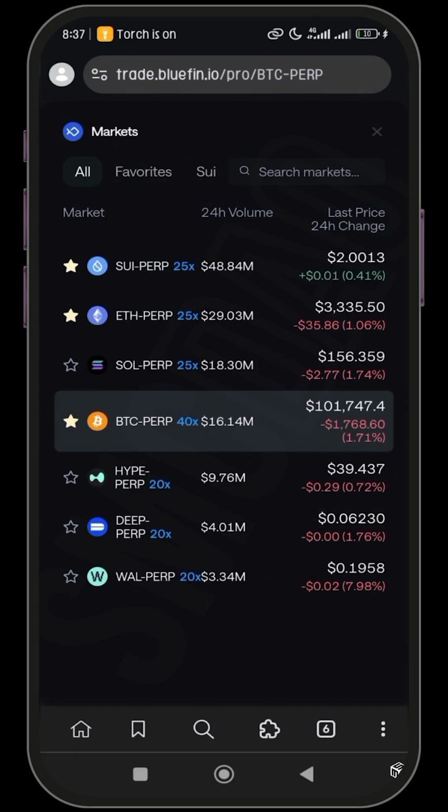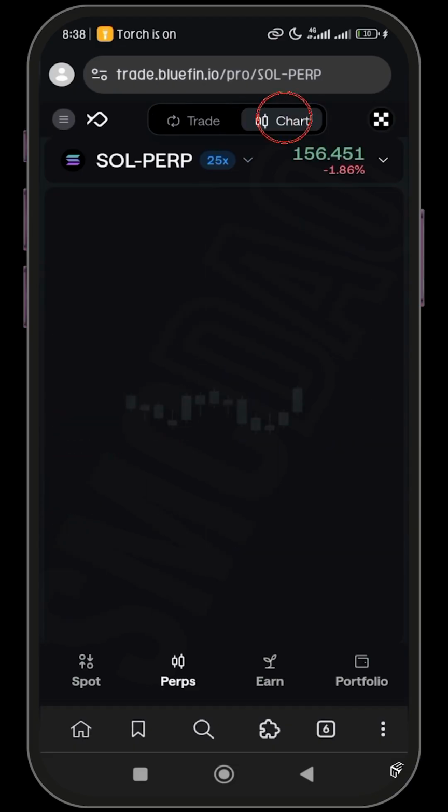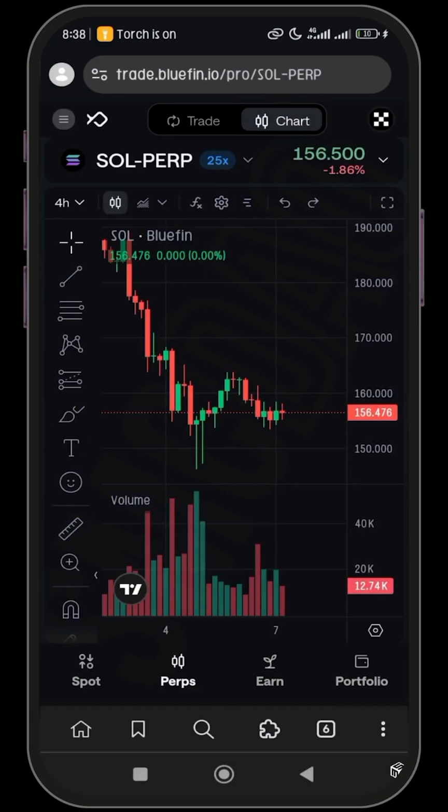Like you get 25x for Sui, 25x for Ethereum, 25 for Solana, 40 for BTC, and so on. Let's tap on Solana as we're using it for our illustration. So the current price of Solana is $156. Now tap on chart at the top. So this is the visual representation of the price at different intervals. Now let's go back.